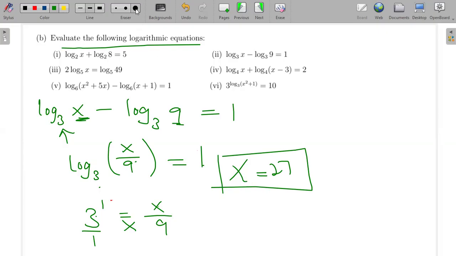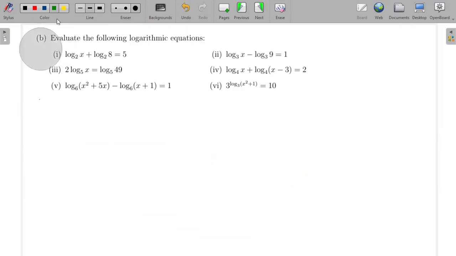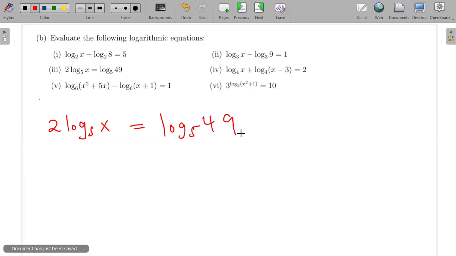All right. Let's look at the third one. So the third one, we have 2 log base 5 of x is equal to log base 5 of 9. Okay, so what can we do there?